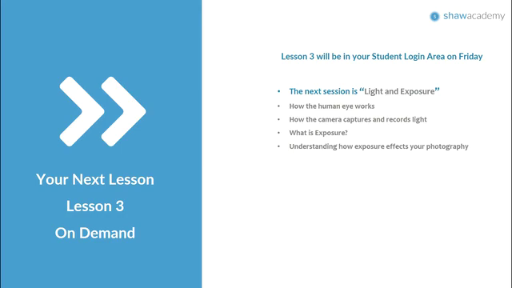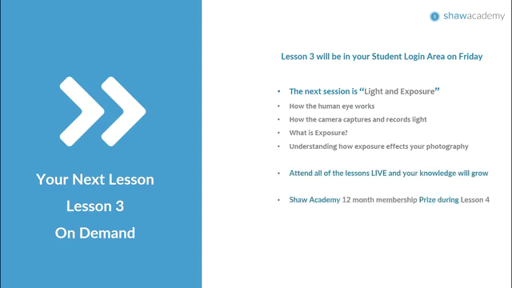Okay, and this is on light and exposure. So we're going to be having a look at over and under exposure, how the human eye works, how the camera actually captures and records light, and understanding how this affects our photography. So remember, this is going to go into your student login area on Friday. It's not a live lesson, it's an on-demand lesson that you will find in your student login area.